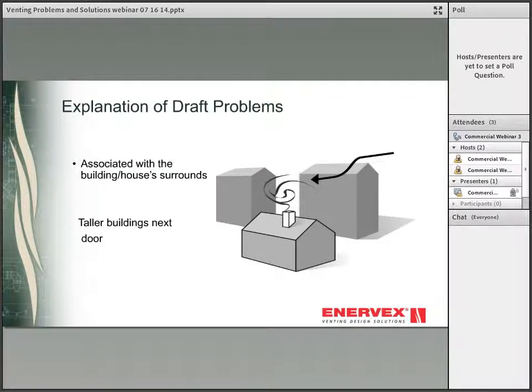Just like a tree, the neighboring building can cause similar problems. It may be a taller building that affects the wind flow patterns or causes flow reversal in chimneys. This problem can be caused by a new building that is being constructed on the neighboring lot. Possible solutions are to raise the chimney or install a mechanical draft fan.